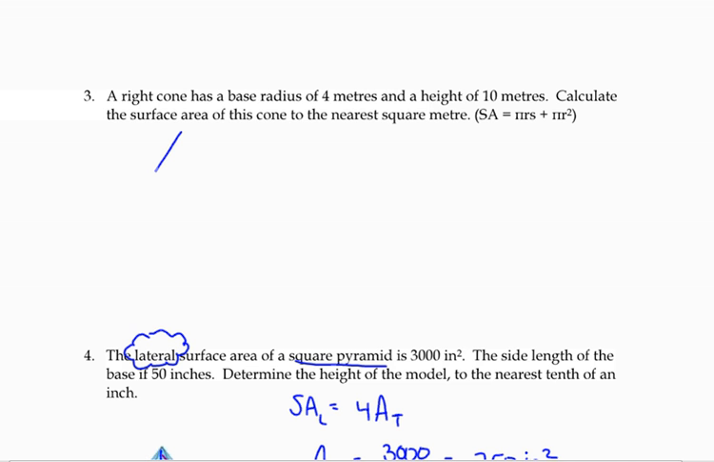We have a right cone. How about you try it? Did you want to try this one? Okay. So they tell us that the radius is 4 meters and its height is 10. The formula is there for you. It says calculate the surface area. Pi r s plus pi r squared.